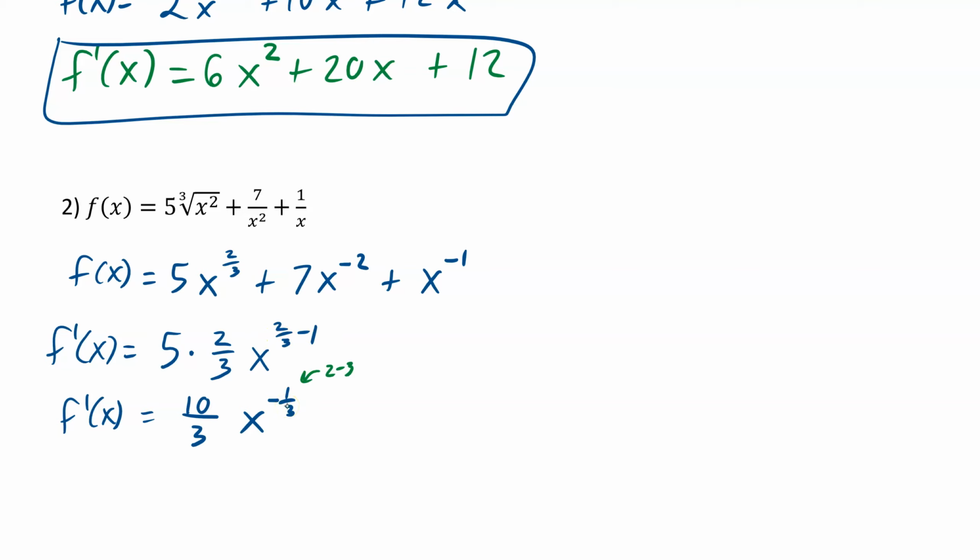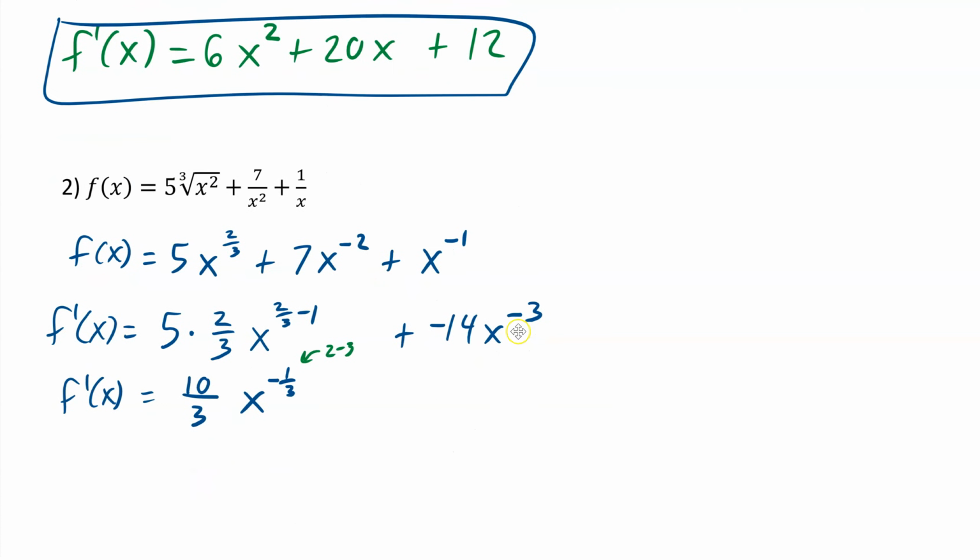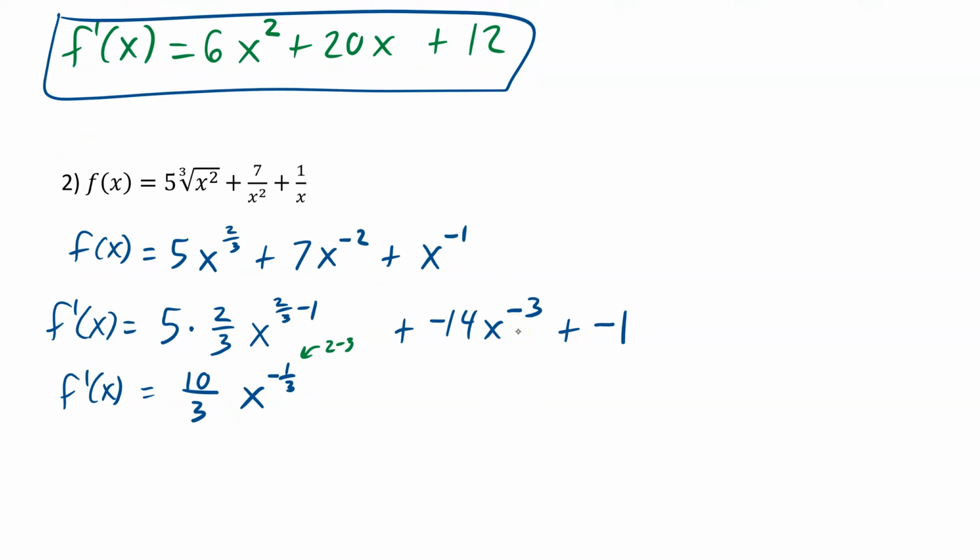All right, the rest is just exponents. So negative 2 times 7 would be negative 14. And then we subtract 1. So that would now be a negative 3. So negative 2 take away 1 is negative 3. And then the same thing, we get plus negative 1, x to the negative 2. So on each of these, you're just subtracting 1 all the way across. So we end up with negative 14, x to the negative 3, minus x to the negative 2.